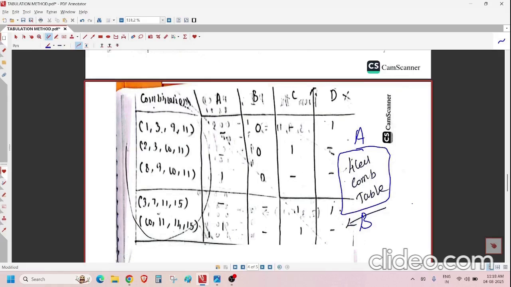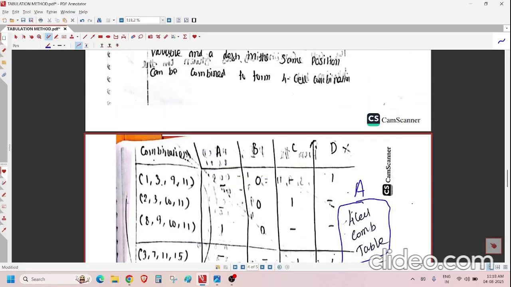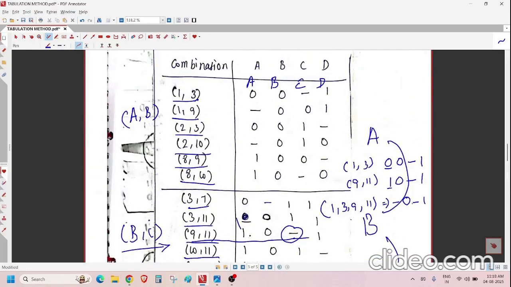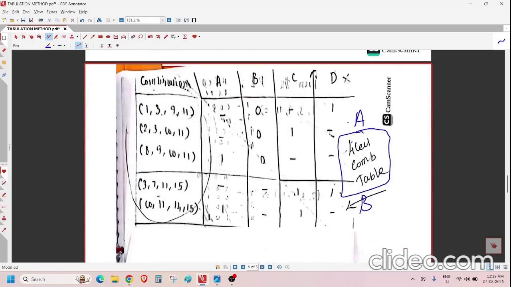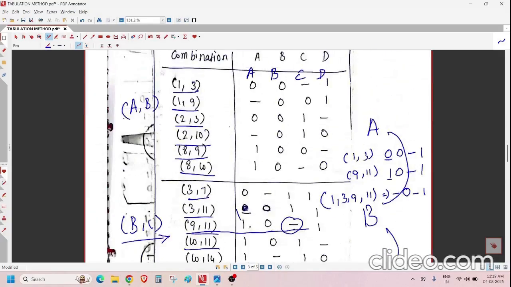Okay, so once you have completed the four cell combination, you have to check one important thing. What is the important thing now? You can see in the two cell combination there are several combinations. All these combinations must be present in this table. So that is the checkpoint. If a combination is not present, we have to include that in a separate row. That is the concept. For example, you can see 1,3. In the A row, what are all the combinations? 1,3, 1,9, 2,3, 2,10, 8,9, 8,10.